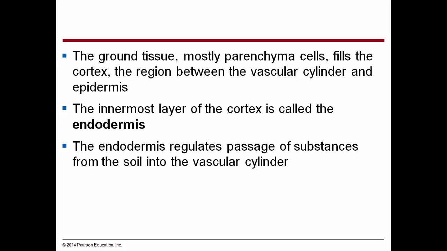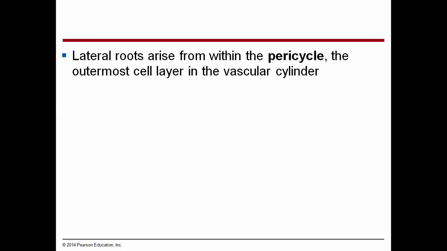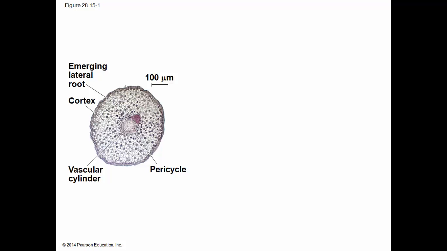Ground tissue, mostly parenchyma cells, fills the cortex, the region between the vascular cylinder and the epidermis. The innermost layer of the cortex is called the endodermis. The endodermis regulates passage of substances from the soil into the vascular cylinder. Lateral roots arise within the pericycle, the outermost cell layer in the vascular cylinder.